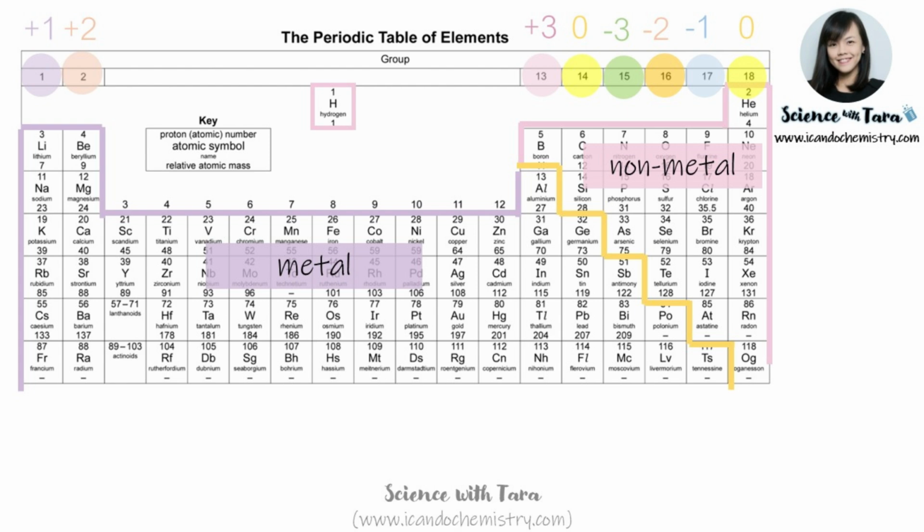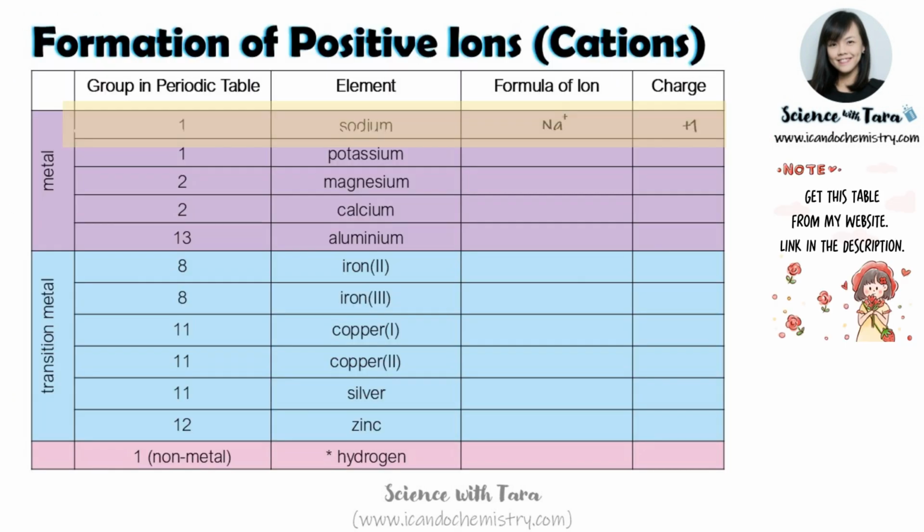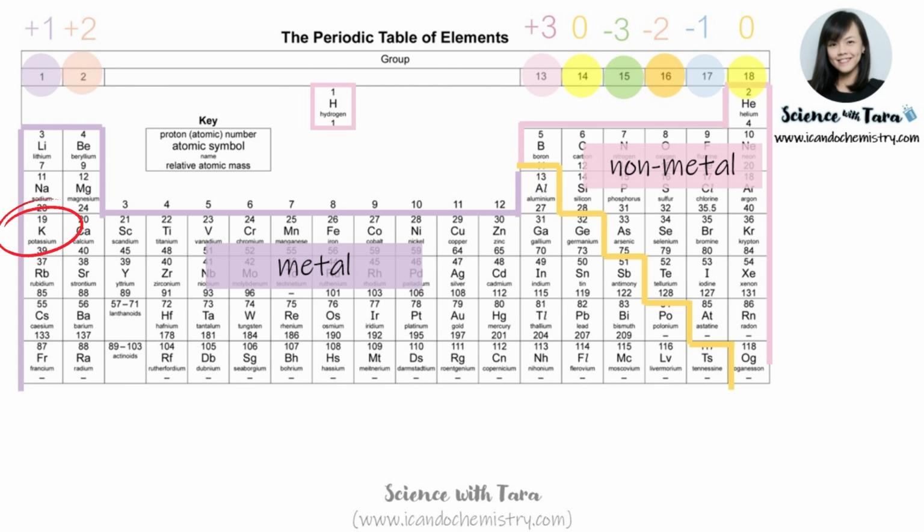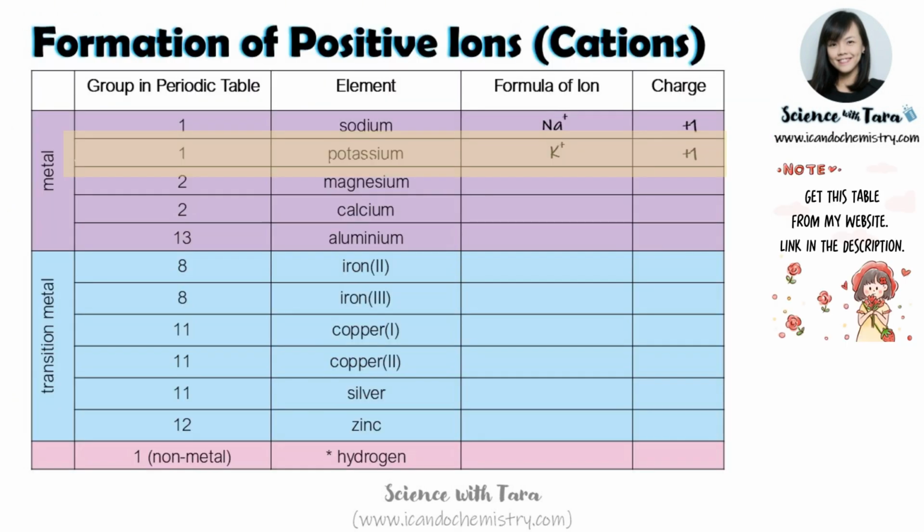Let's look at some common examples. Group 1 elements form ions with a charge of positive 1. For example, sodium forms a charge of positive 1 and we write the ion as Na+. Potassium forms a charge of positive 1 and the ion is K+.